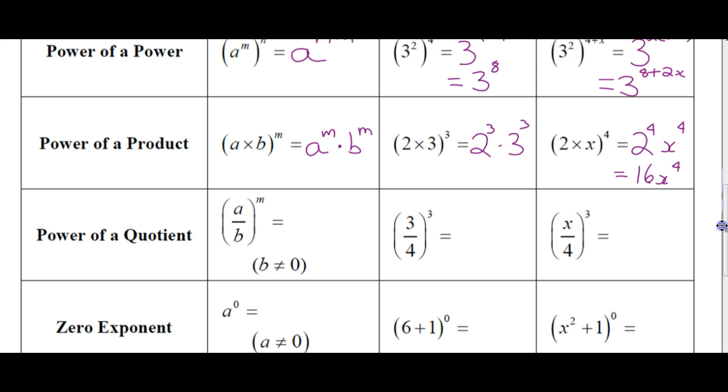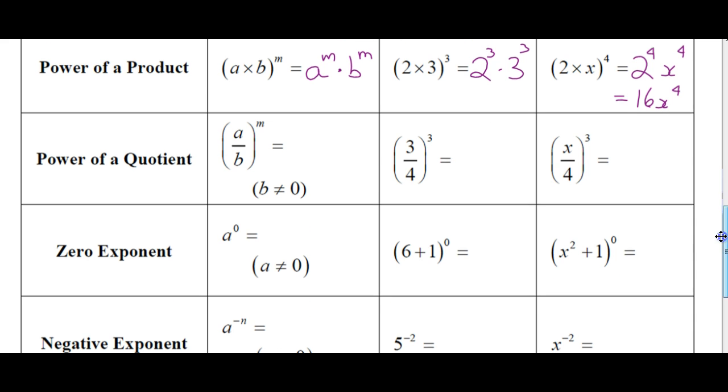Now, what often happens, the common mistake, is everybody knows it's x to the 4th. They forget to do the 2 to the 4th, right? So they say, oh, it's 2 times x to the 4th. Then you get 2x to the 4th, which would be wrong.